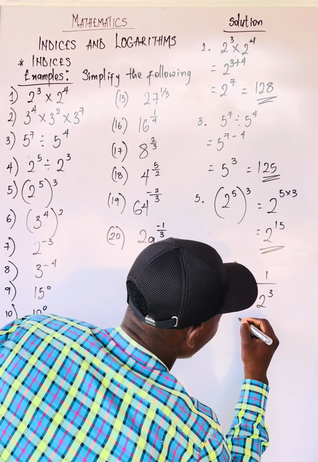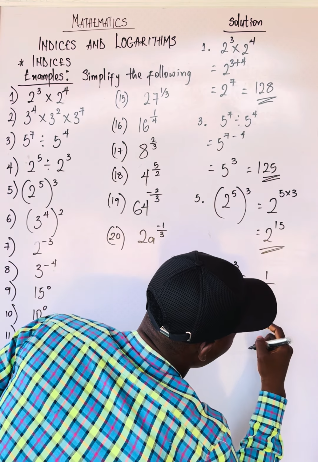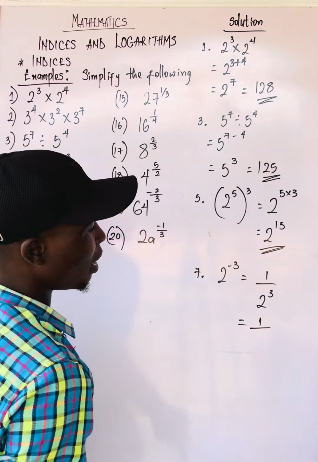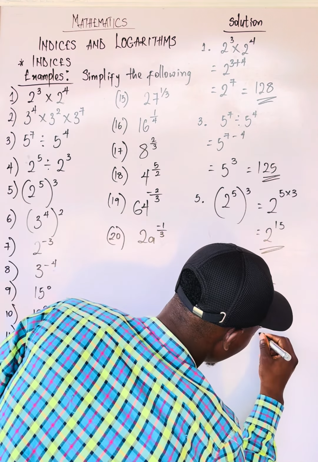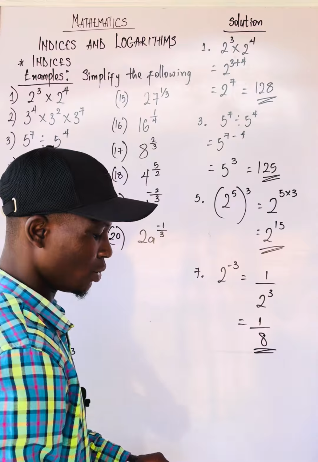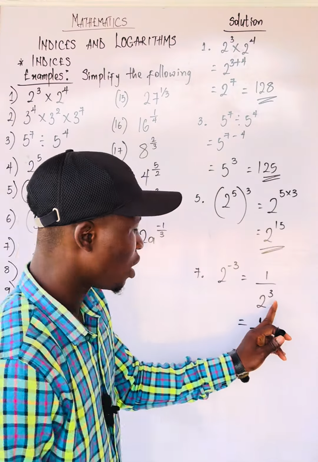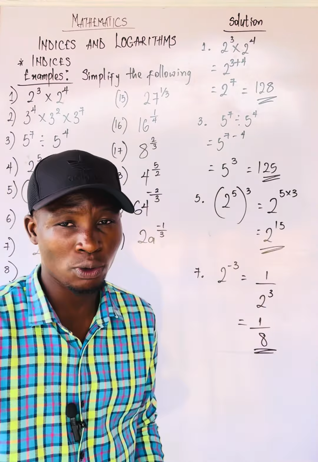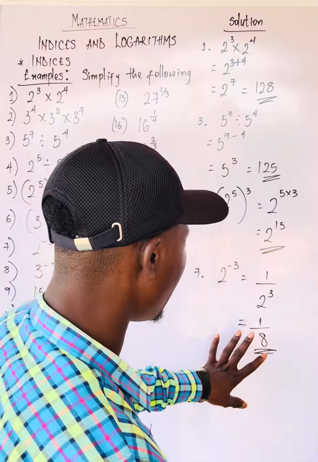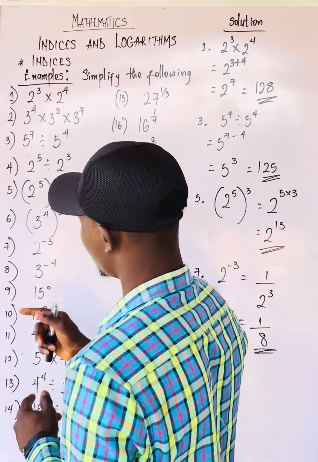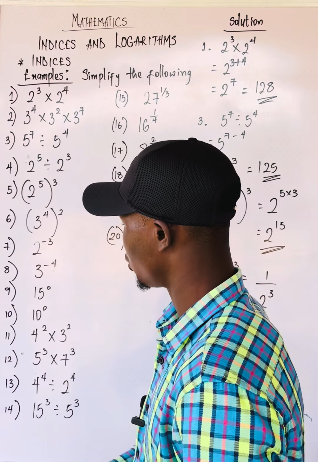So what will be our answer? Our answer will be 1 over 2 to the power of 3, and 2 to the power of 3 will give us 8. So, if you don't see the option here, then they're asking you to go further. So that is that about that. Now, solve question 8. I know you'll be able to solve question 8.